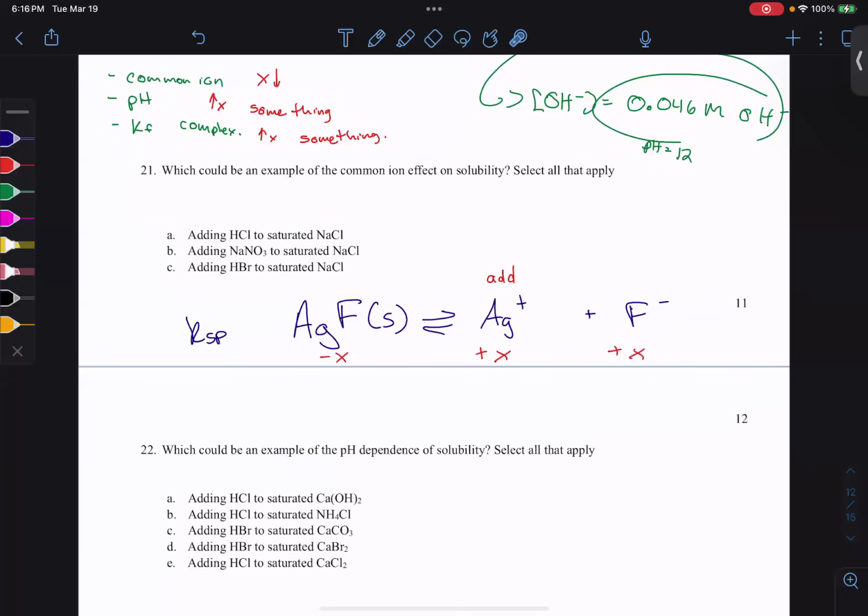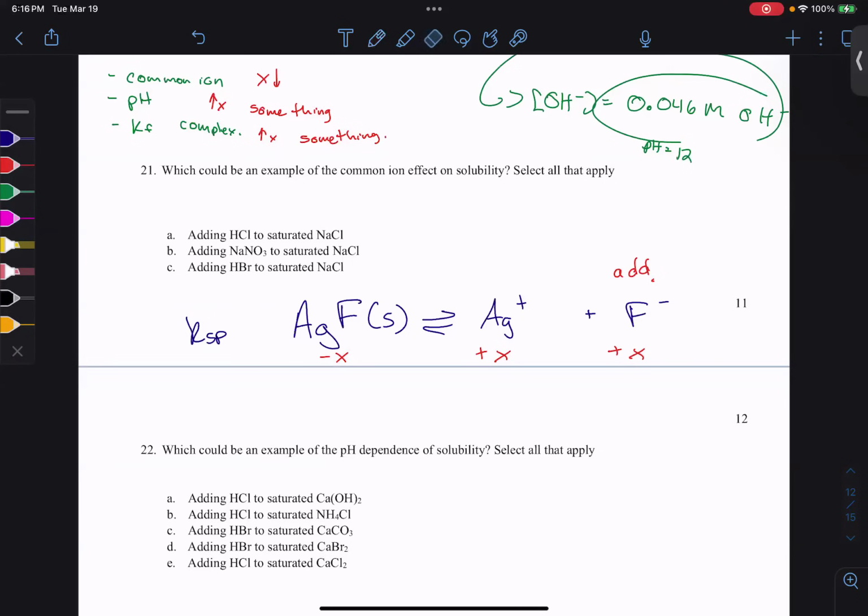So if we add Ag+, this minus x is going to be a smaller number now that a common ion is present. It pushes the reaction backwards, makes it less soluble. Same thing with F-. What if we add F- to solution? Does it make this solid more or less soluble? Less, because it pushes it backwards. That's what Le Chatelier's principle says.